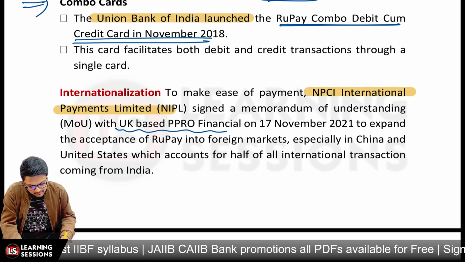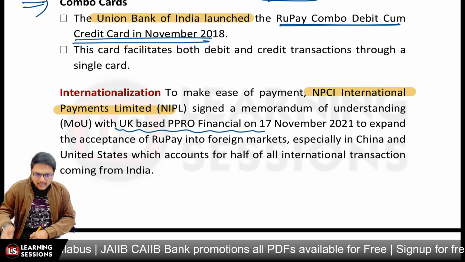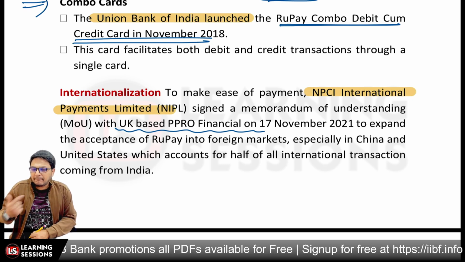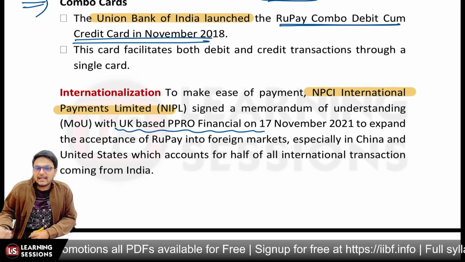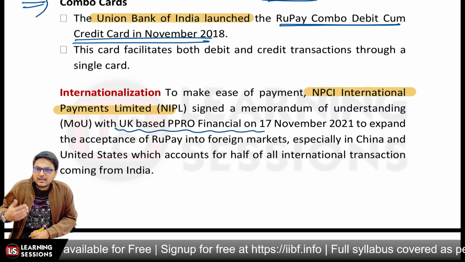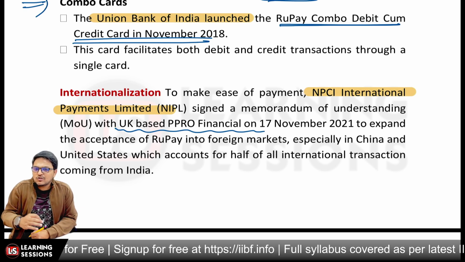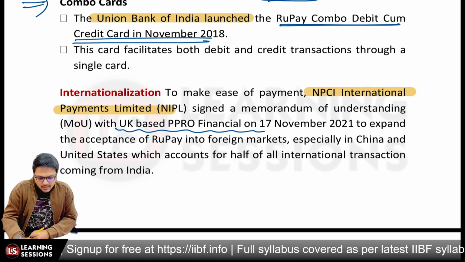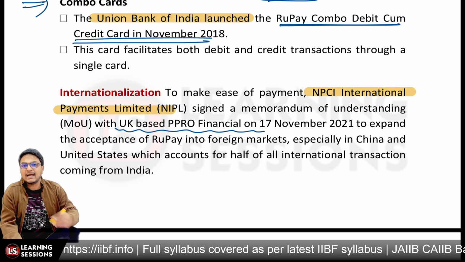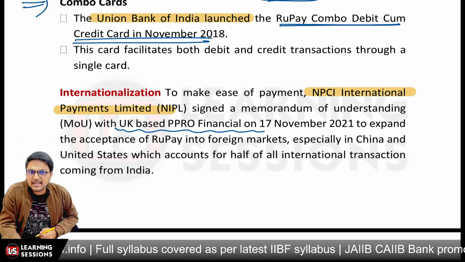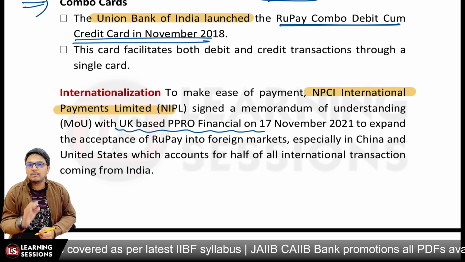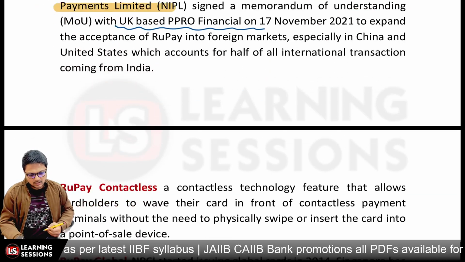What was that memorandum all about? That we want to expand the acceptance of the RuPay card worldwide in foreign markets also, especially in China and the United States, so that our international transactions can also go through the RuPay network itself, right? And that's the main fundamental of internationalization. So we can simply say that NIPL, NPCI International Payments Limited, signed a memorandum with the UK based PPRO Financial, right?